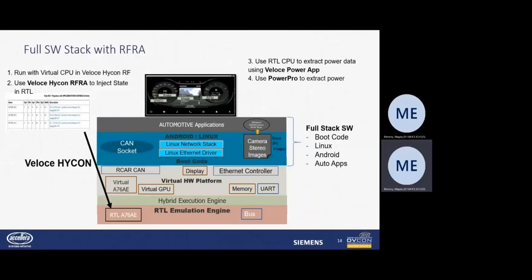Then, as I said, we have a full stack. We have a real end user application, which is a DAS automotive application, and it runs on the virtual machine. Then we can switch using our run fast, run accurate mechanism to the RTL at the point of interest to collect information about the power, and then we take this activity information to the power tool, which in our case is Power Pro, to determine the power dissipation.